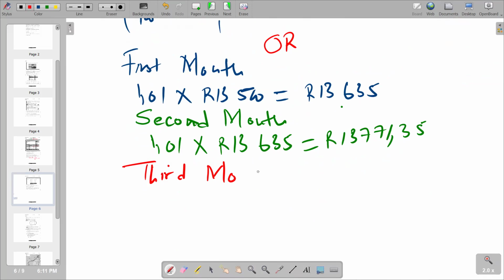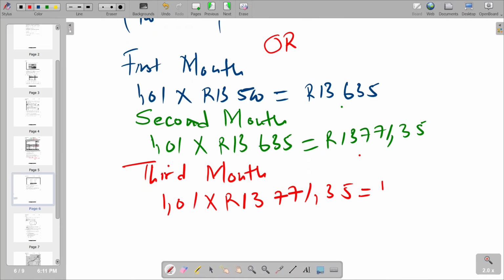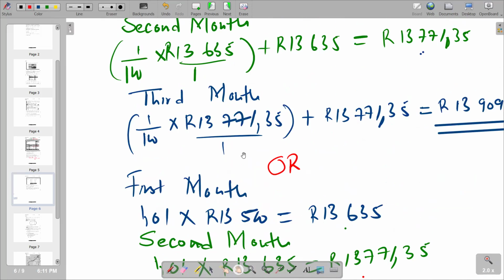For the third month again, 1.01 times the previous total, which is 13,771 rands, 35 cents. Your answer is 13,909 rands, 6 cents. So this is the final amount. The final amount remains the same. Basically, this is an alternative calculation method that you can also use, which is a bit shorter than the longer one that we previously did.